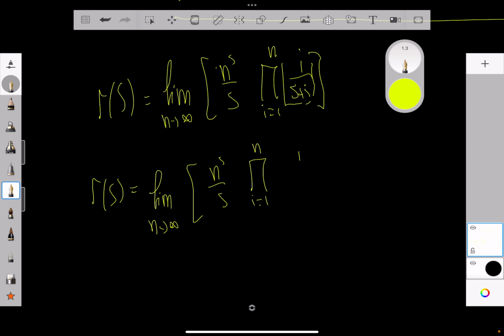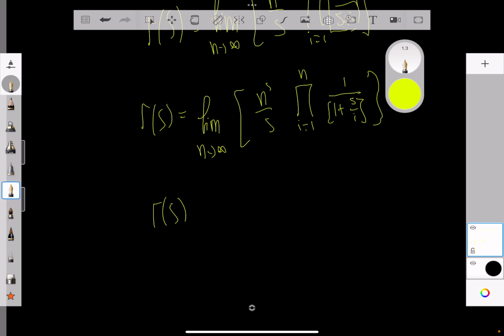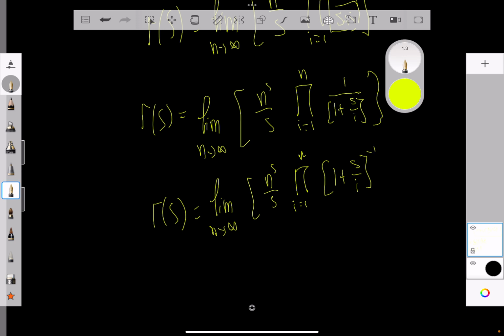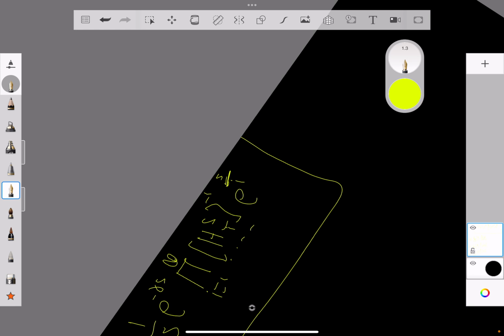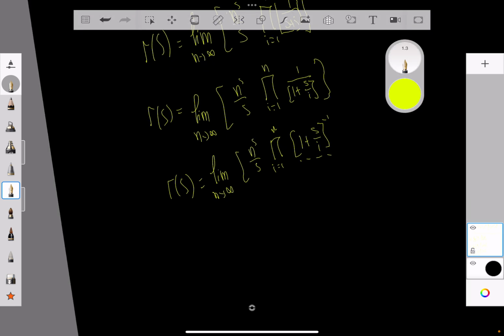1 over 1 plus s by i, which equals the limit as n approaches infinity of n to the power of s by s, the product from 1 to n of (1 plus s by i) to the negative 1. We did the first one, so we're getting closer.